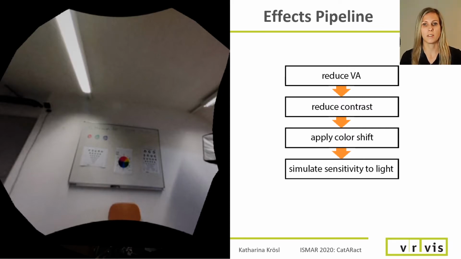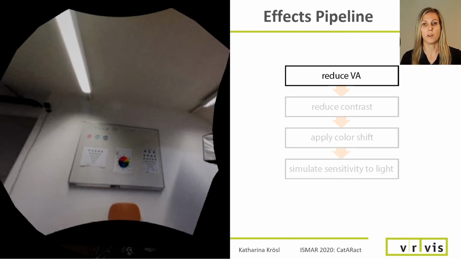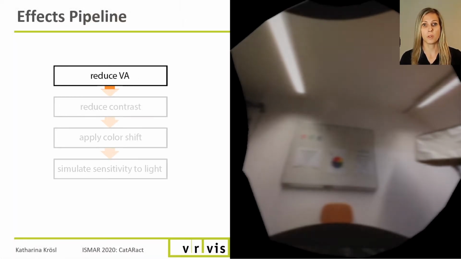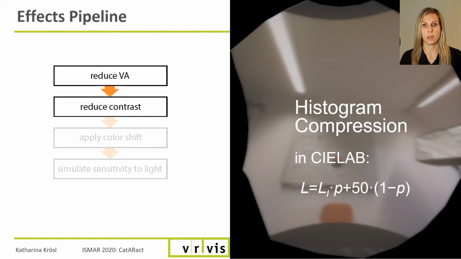We combine different effects to simulate cataract disease patterns. First, we reduce the visual acuity of a user using a Gaussian blur, which leads to this blurred vision. Next, we reduce the contrast. We use a histogram compression of luminance values in CIE LAB color space. We do this because this color space is perceptually uniform. This means that the lightness value L in this color space represents the perceived luminance of a pixel, and therefore this histogram compression results in a perceptual contrast reduction.